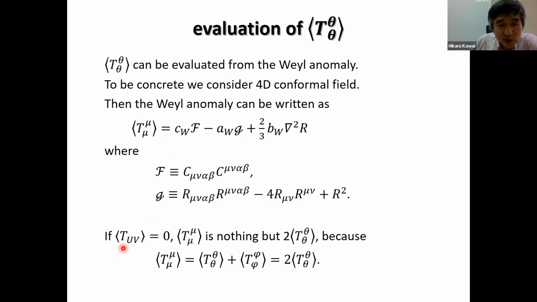So if T_UV is 0, the trace of T_mu nu is nothing but twice T theta theta. Because T_UV equals 0, we have T theta theta plus T phi phi. But from spherical symmetry, they should be the same. So we have twice T theta theta.